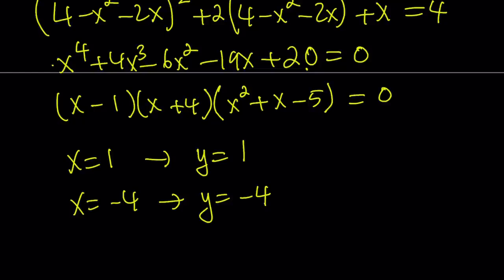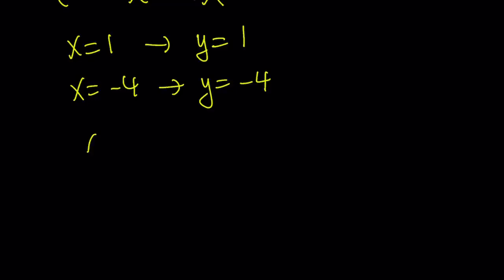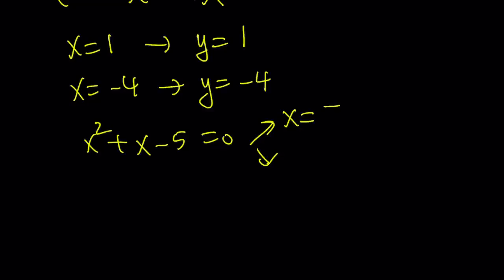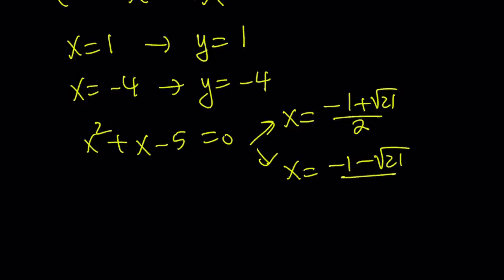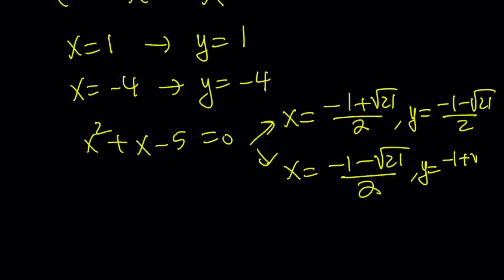But what about the quadratic? X squared plus x minus 5 equals 0 is going to give me the following roots. X equals -1 plus square root of 21 over 2, and x equals -1 minus square root of 21 over 2. But guess what? These are only the x values. And then from here, we can find the y values. And the y values are just going to be the conjugates. Because just like before, we did this in a recent video, they need to be conjugates so that their product and sum are both rational numbers.